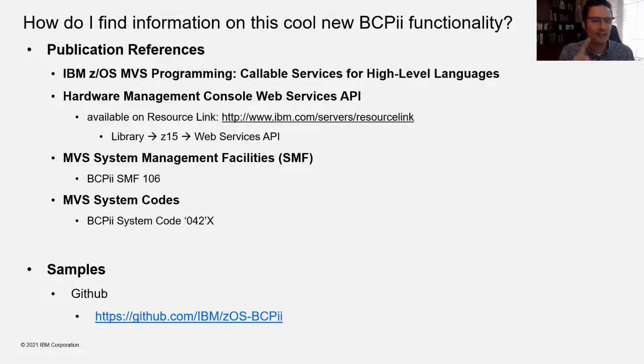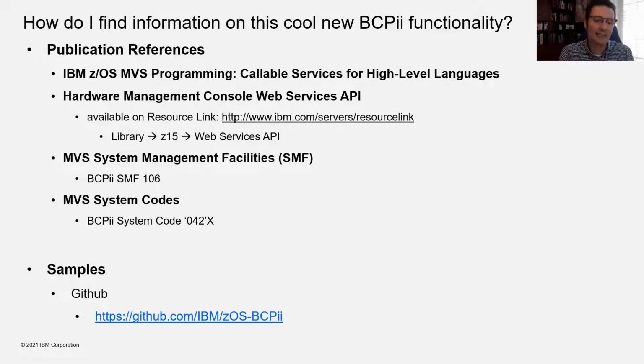Publications have been updated. The callable services for high-level languages will tell you a little bit about the HWI REST service. But to know the particular data model, the format of a particular HWI request URI, and the data model of the data returned, you go look in the Hardware Management Console Web Services API publication. There have been some updates to these publications as well.